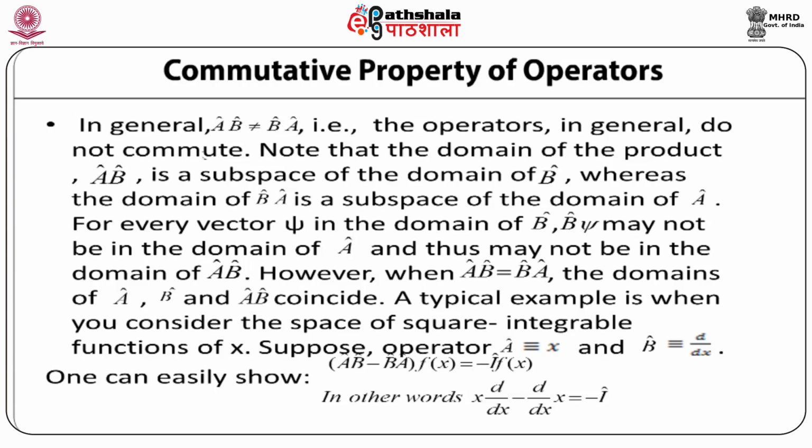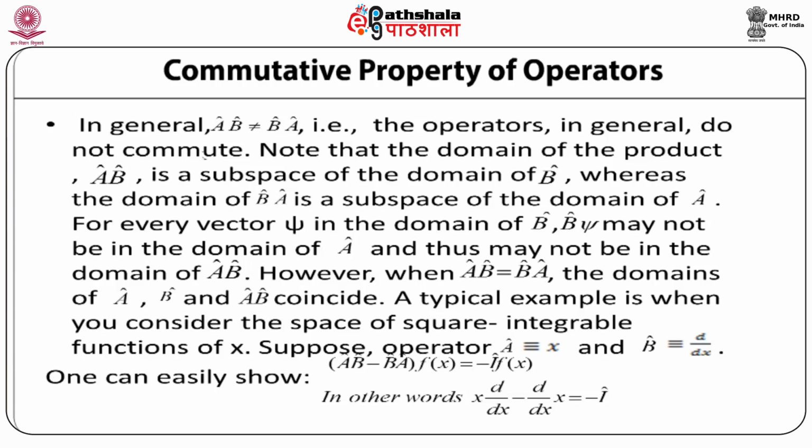However, when the two operators, that is operator A and operator B, commute, which means that the product of operator A and operator B is equal to the product of operator B and operator A, the domains of operator A and operator B and the product of operators A and B coincide. That means that they have the same domain.